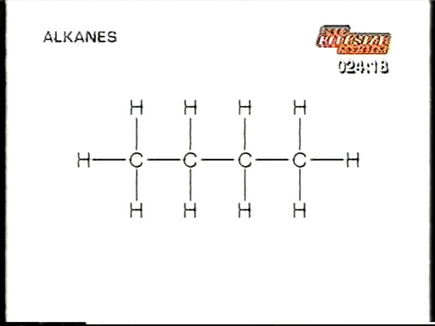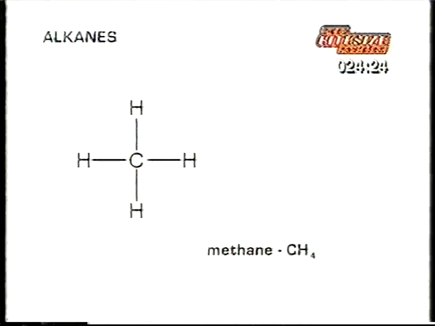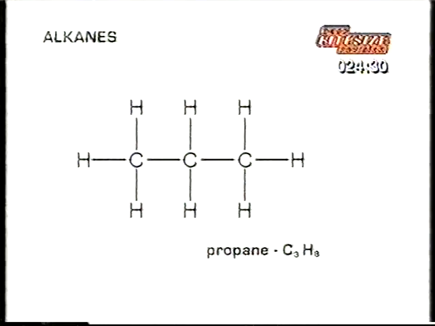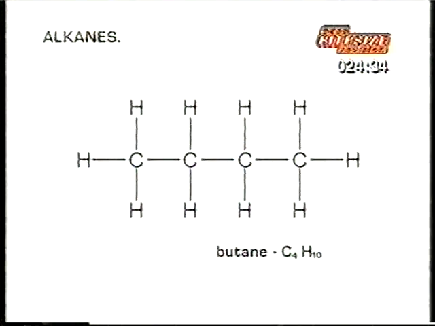All alkanes have a central chain of carbon atoms surrounded by hydrogen atoms. This is methane, CH4, ethane, C2H6, propane, C3H8, butane, C4H10, and so on.